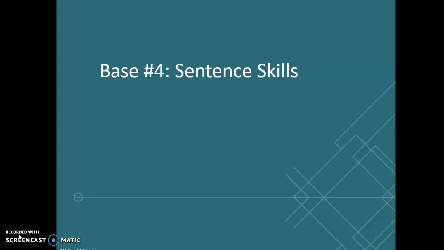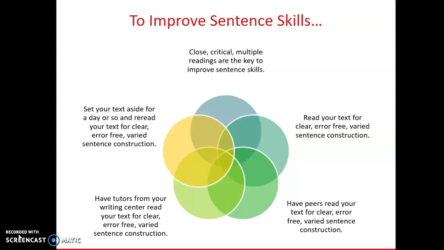And 4, sentence skills. To improve sentence skills, close critical multiple readings are key to improve sentence skills. Read your text for clear, error-free, varied sentence structure. Have peers read your text for clear, error-free, varied sentence construction. Have tutors from your writing center read your text for clear, error-free, varied sentence structure.